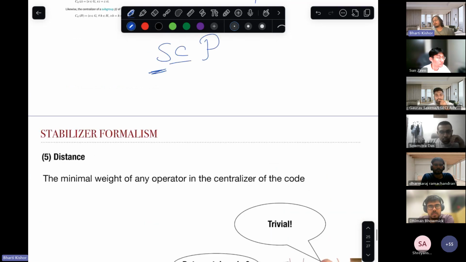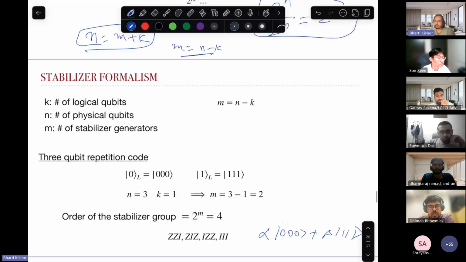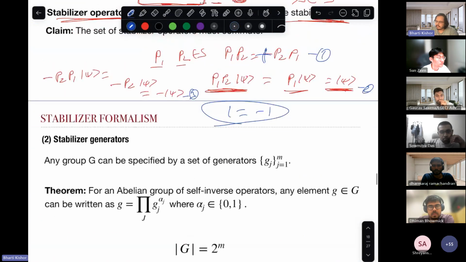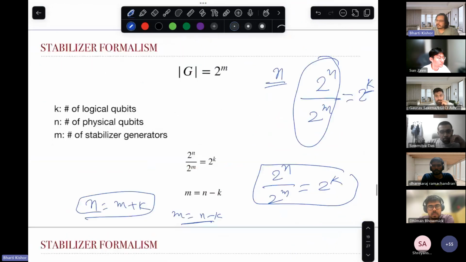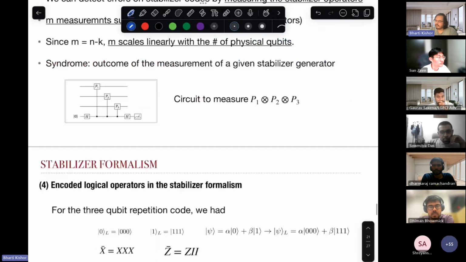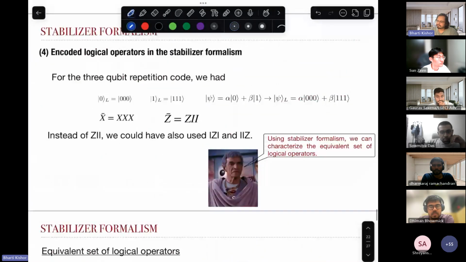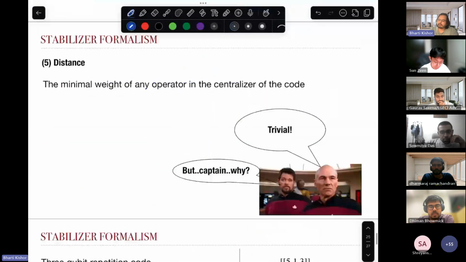So you see that using the stabilizer formalism, we are able to figure out many of these things very easily. The stabilizer formalism helps us write these stabilizer generators, and from there it tells us what should be measured so that we can detect errors. Then it tells us the encoded logical operators. And by looking at the minimal weight of the encoded logical operator, it gives us the notion of distance also. It also tells us which logical operators are equivalent, and so on.